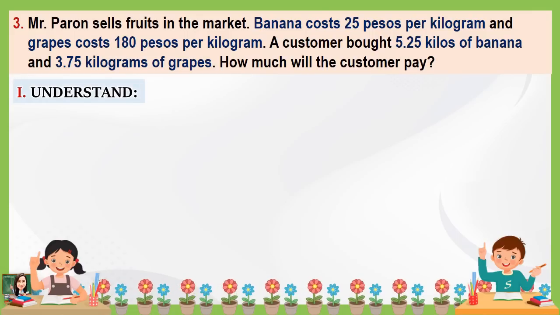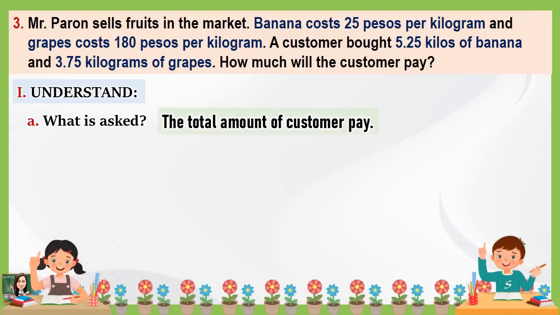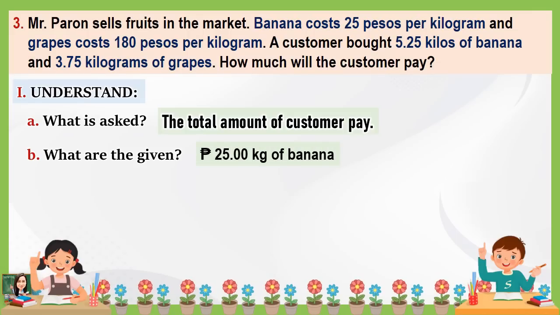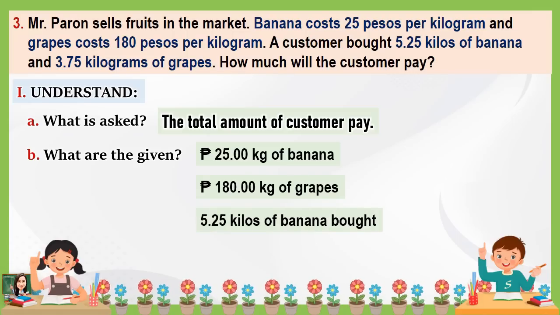Step 1 is to understand. What is asked in the problem? The total amount the customer will pay. What are the given facts? The given facts are 25 pesos per kilogram of banana, 180 pesos per kilogram of grapes, 5 and 25 hundredths kilos of banana bought, and 3 and 75 hundredths kilos of grapes bought.